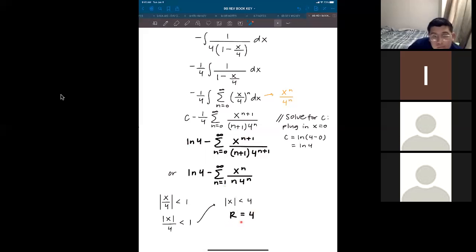And finally, it wanted the radius of convergence. So you find, like in this format, this would be geometric. So you'd take this x over 4, that's your r, put the absolute value, set it less than 1, like that.